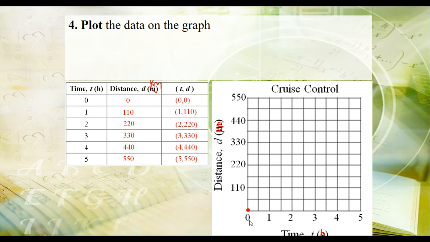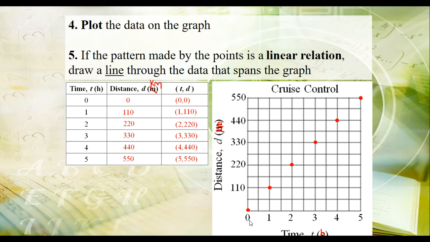1, 110 would mean go right by 1 and then up by 110. So it'd be located there. 2, 220 would be go right by 2, up by 220, which is located here. 3, 330, we go to the right by 3 and then up by 330, located there. 4, 440, go to the right by 4, up by 440. And then we have the last one, which would be 5, 550, go to the right by 5, up by 550, and then we're good.